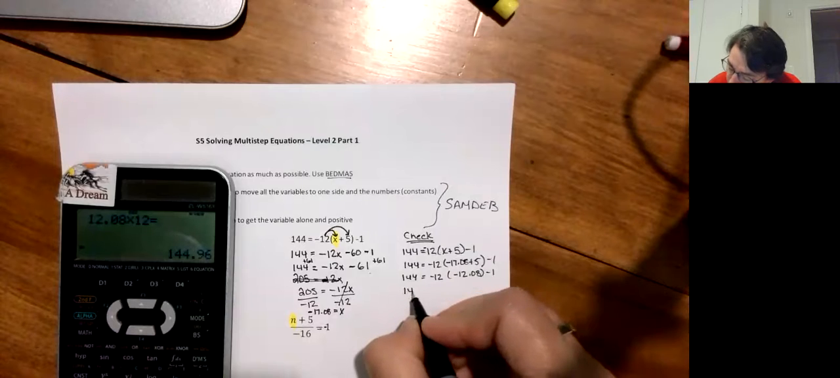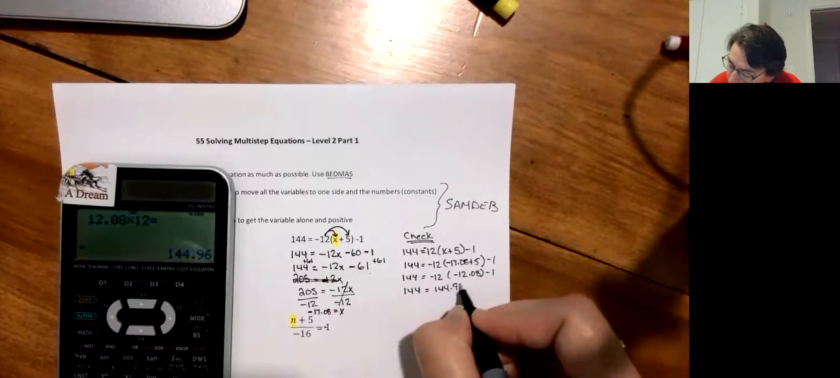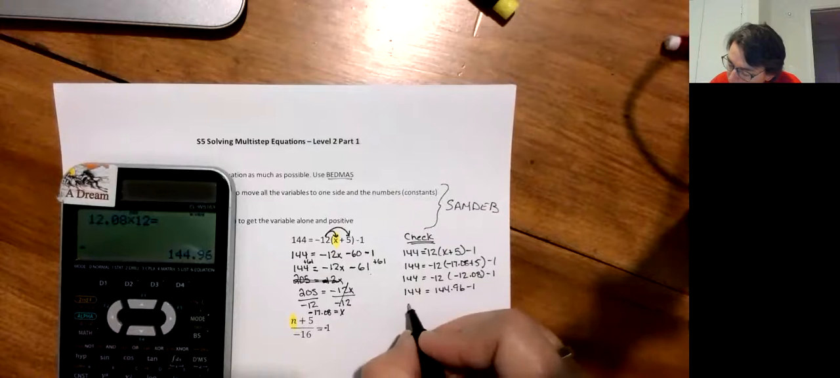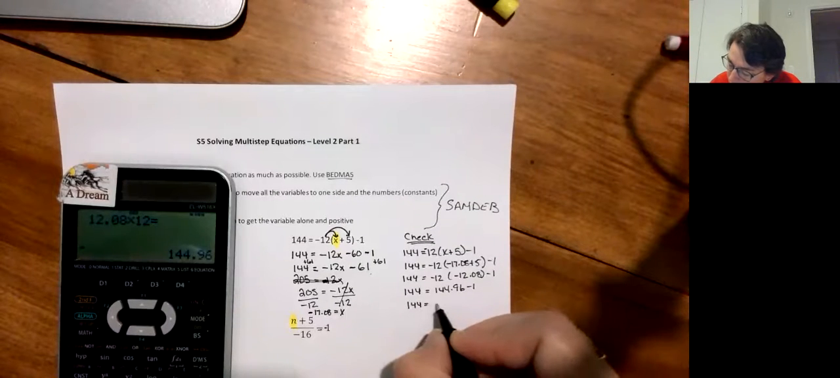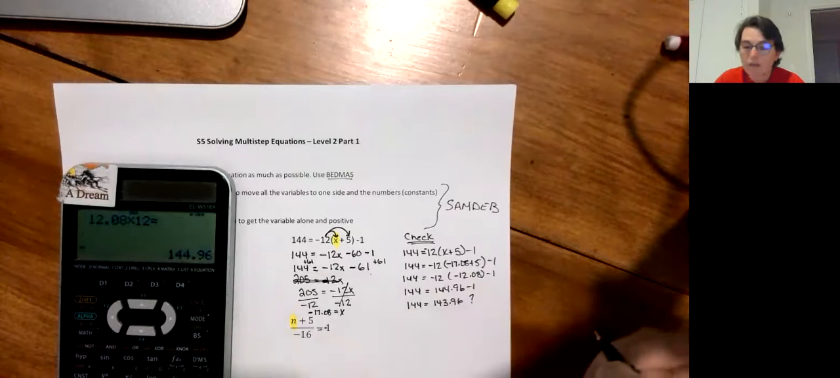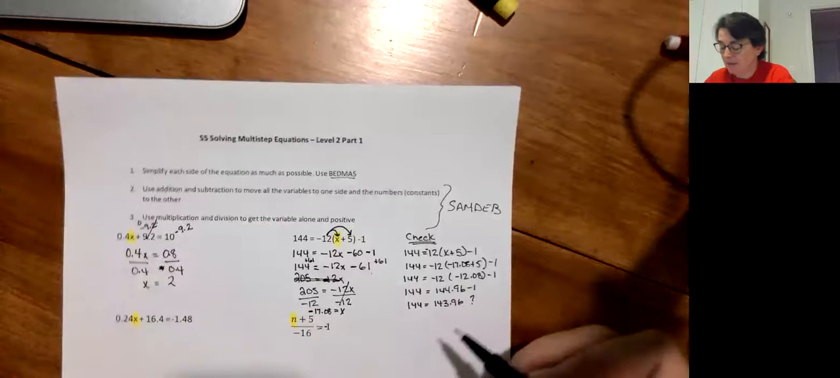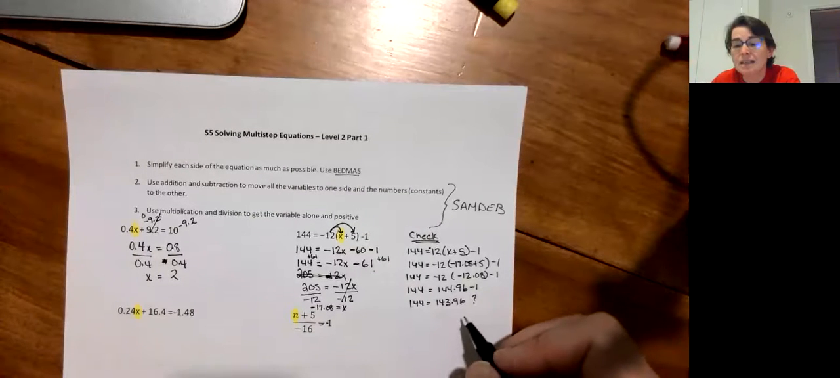We have 144 is equal to 144.96 minus 1. 144 is equal to 143.96. This is an unintended awesome question. My check didn't work, but it did.